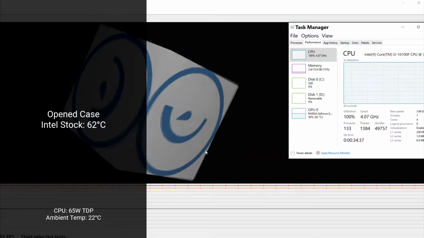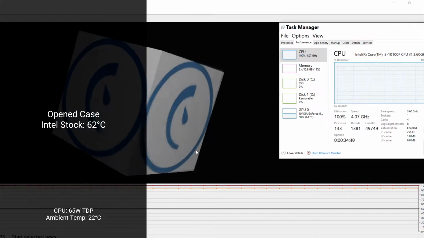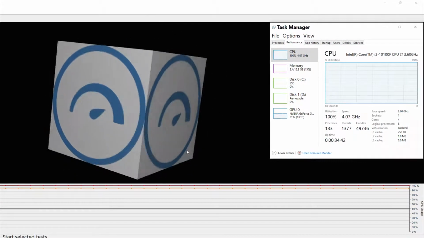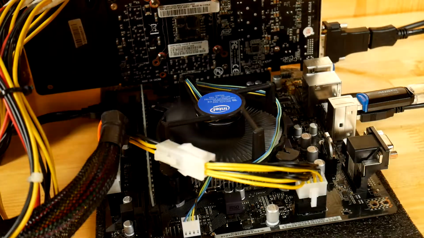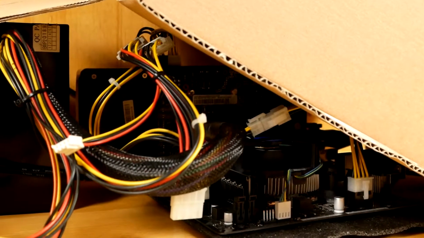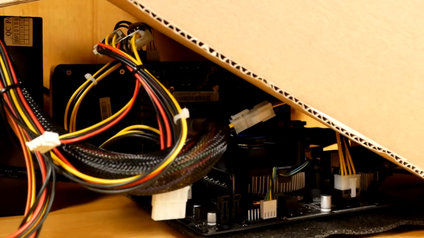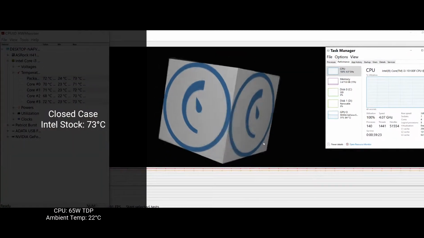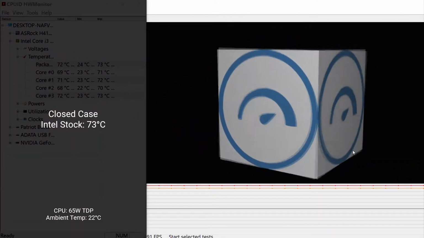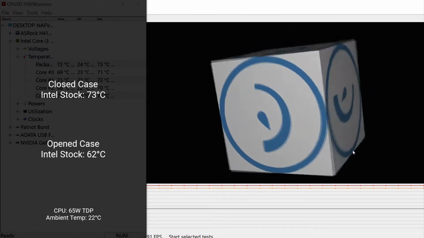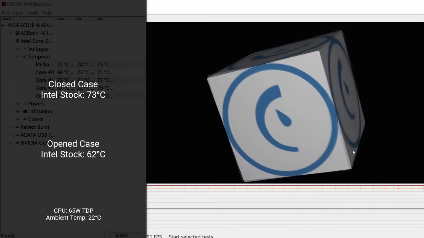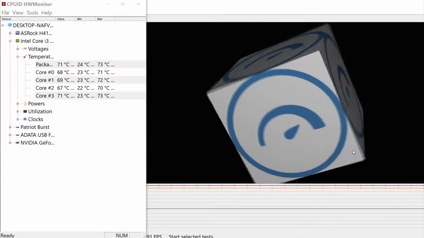On the table, the results are quite amazing. After 10 minutes load, it didn't exceed 62 degrees, but I'm placing a box over the motherboard so I can simulate a poorly ventilated case. Now after 10 minutes load, it hit 73 degrees, which is not bad at all for a stock cooler, but it makes a lot of noise and is distracting.